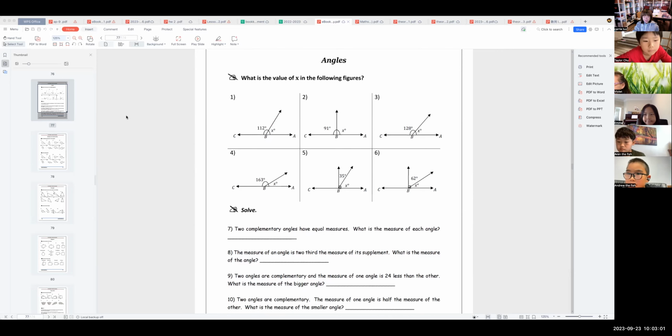What is the measure of each angle? So we have two complementary angles with equal measures. Okay, so that means what? One of them is x, and the other one is also x, right? But they're complementary. What does this mean? That means you add them together and it equals what? Andrew?